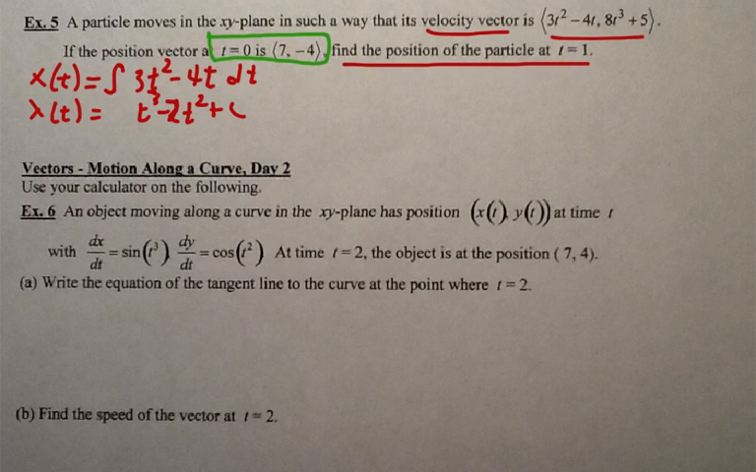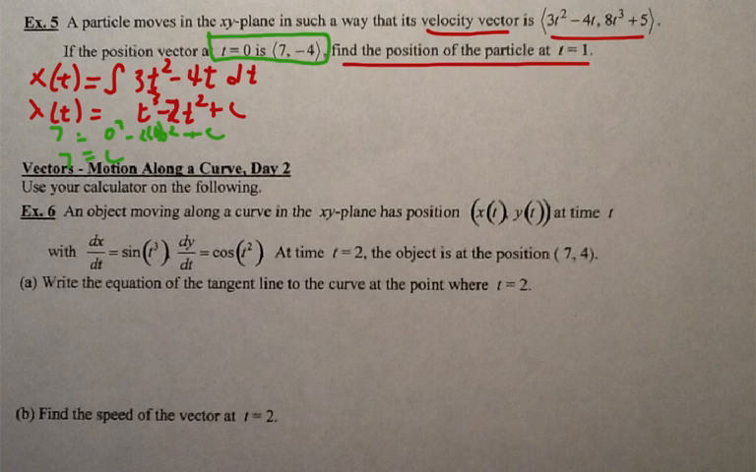I know that at time 0, my x value is 7. So I'm going to plug that in. 7 is my x when my time is 0. So 0 cubed minus 2 times 0 squared plus c. Well, the 0 cubed, the 0 squared, that's all gone. 7 is equal to c. So now I know my x of t equation is t cubed minus 2t squared plus 7.